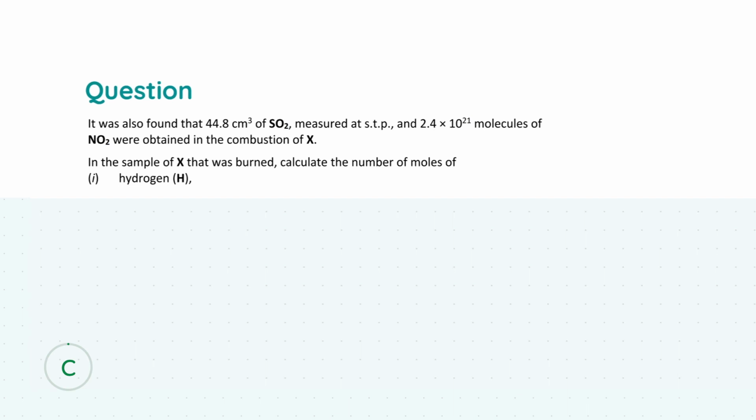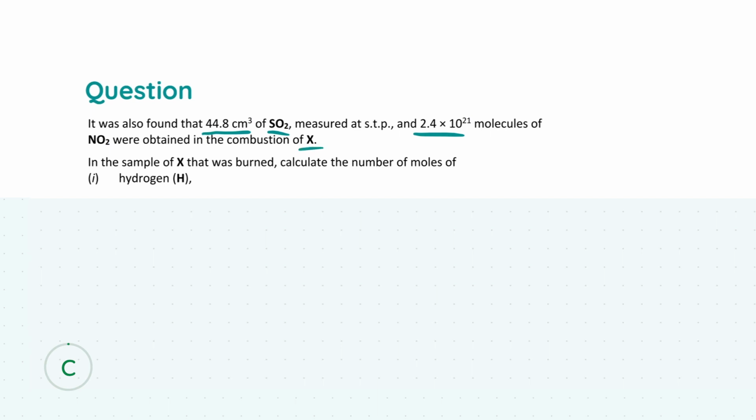In this question, we're asked a few questions involving stoichiometry and calculations, and what we're told is that it was found that 44.8 centimeters cubed of SO2 measured at STP, so standard temperature and pressure, and 2.4 by 10 to the 21 molecules of NO2 were obtained in the combustion of X.